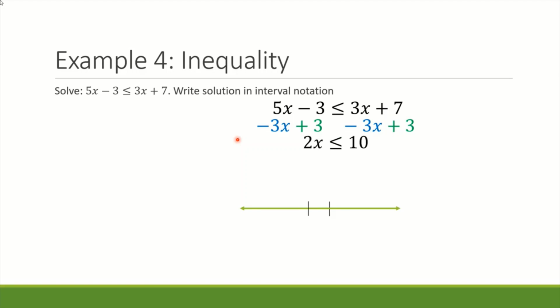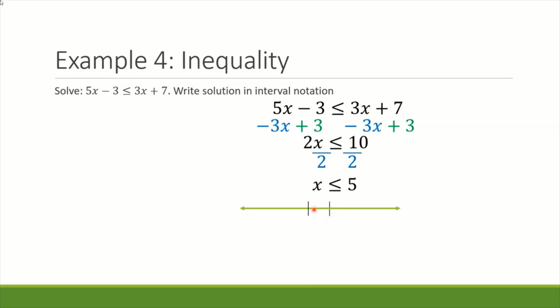Alright, so I have 2x less than or equal to 10. I have to get rid of this 2. I'm multiplying, so I do the opposite. So I'm going to divide both sides by 2. I get x is less than or equal to 5. I did not have to flip the inequality sign because I divided both sides by a positive 2.